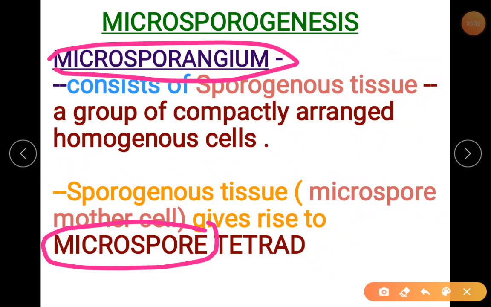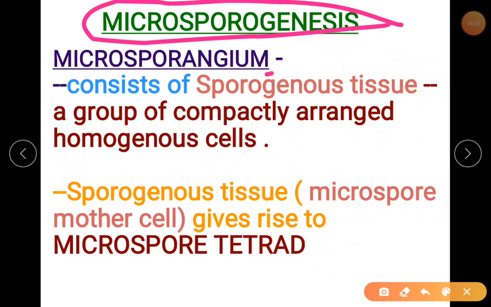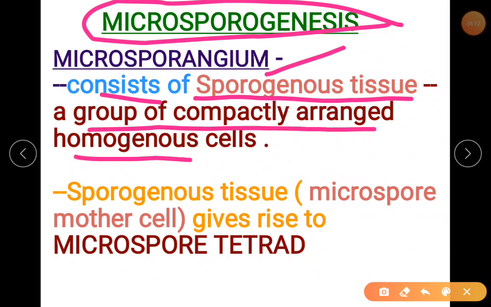Similarly, in case of microsporogenesis, we are saying microsporangium, which consists of sporogenous tissue. So what is that sporogenous tissue? They are a group of compactly arranged homogeneous cells. This you have to memorize. 1-mark question: what is sporogenous tissue, or what does microsporangium consist of? The answer is sporogenous tissue. It is a group of compactly arranged homogeneous cells. Compactly means they are close to each other, not leaving any space.